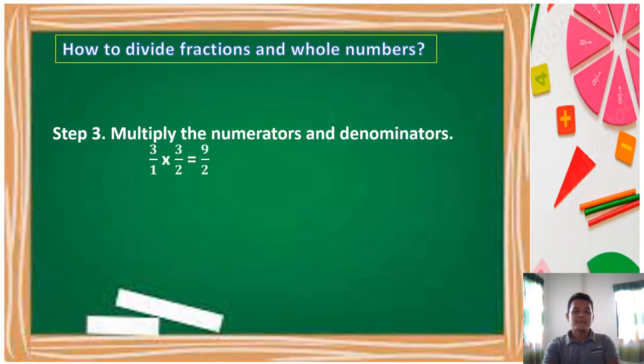Then step 3 is multiply the numerators and the denominators. So we'll multiply 3 times 3, that is equal to 9. Then multiply the denominators as well. 1 times 2, that is equal to 2. So we got 9/2.